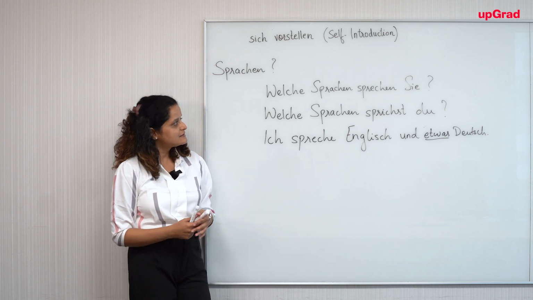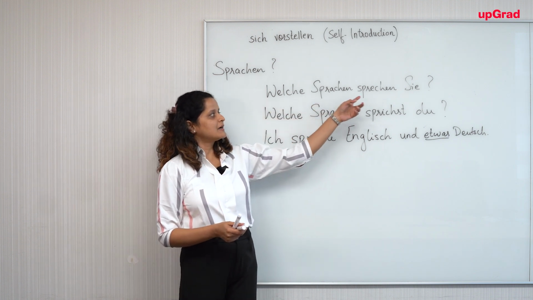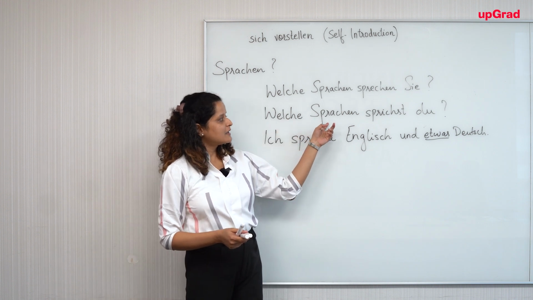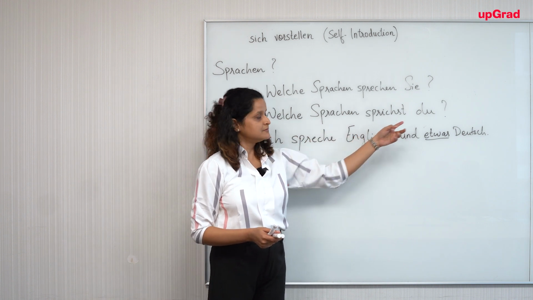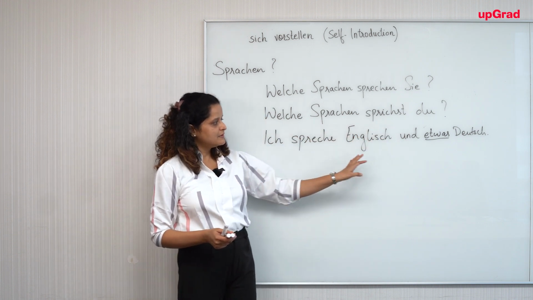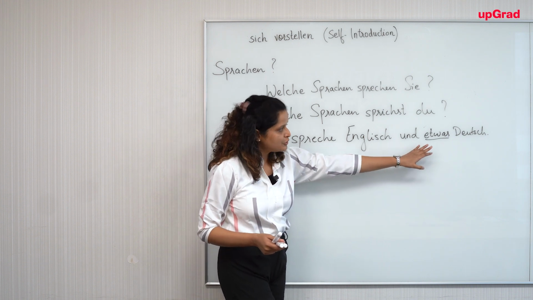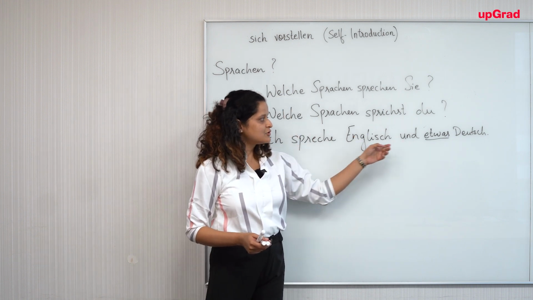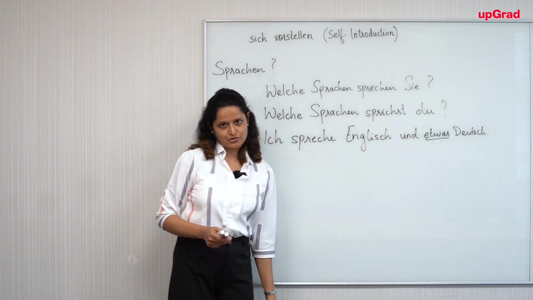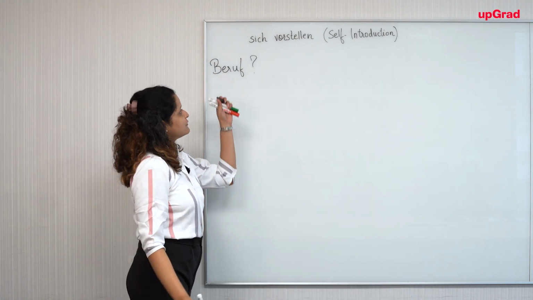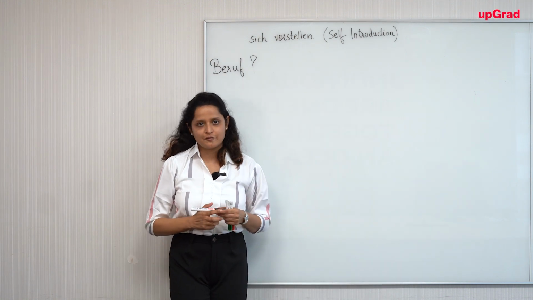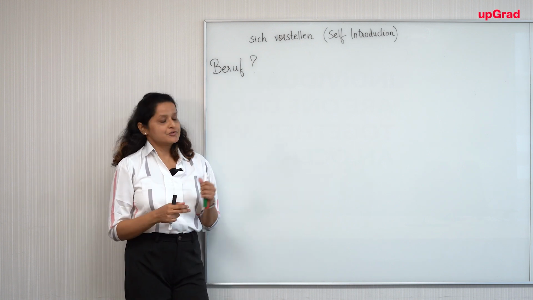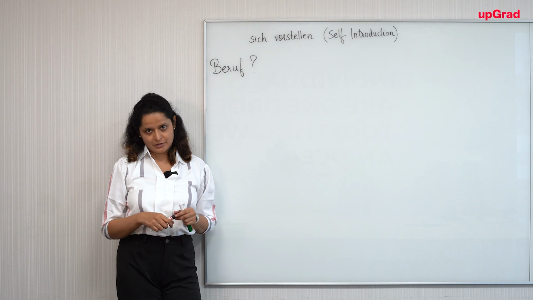So we'll repeat this. Welche Sprachen sprechen Sie? Welche Sprachen sprichst du? Ich spreche Englisch und Deutsch. Or you can say, ich spreche Englisch und etwas Deutsch. Our next point of introduction is Beruf, which means profession. So you can cover your profession in your self-introduction.